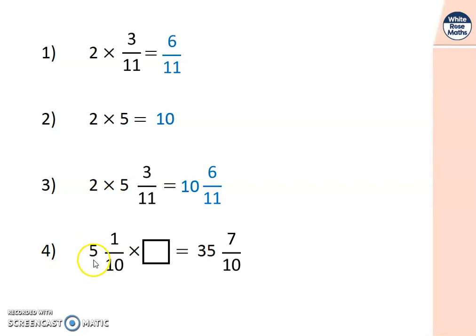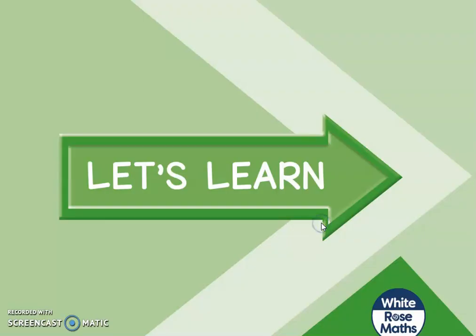On number 4, 5 and 1/10 multiplied by a number will make 35 and 7/10. So we have to imagine splitting it down like this. 5 times what whole number would make 35 whole ones? 7. Let's check it works with our fraction as well. 1 times what number would give me 7/10? Also 7. So we know the answer is 7. Well done. Let's learn.